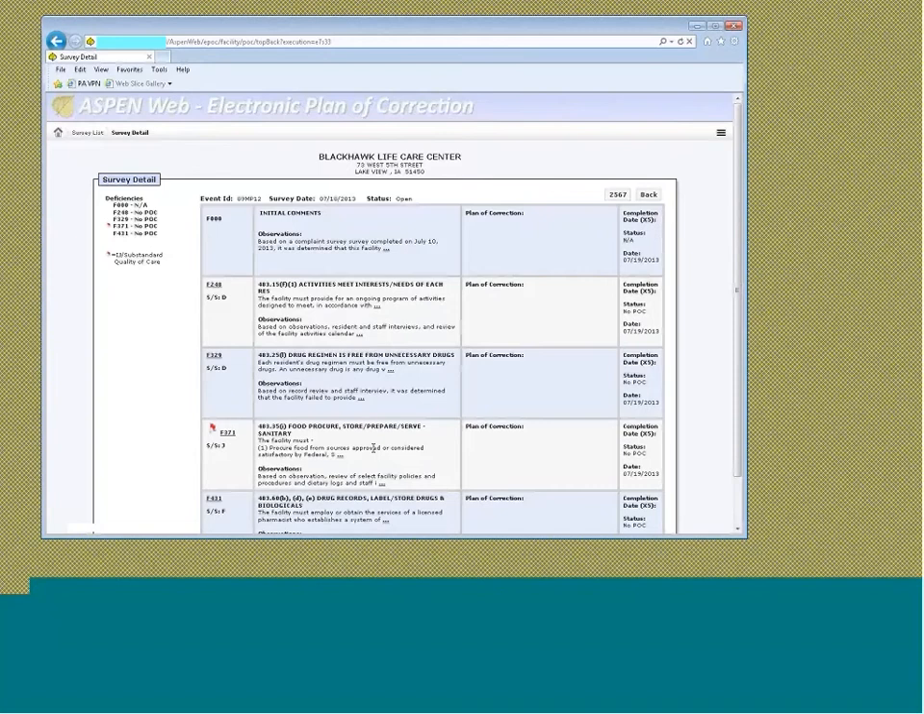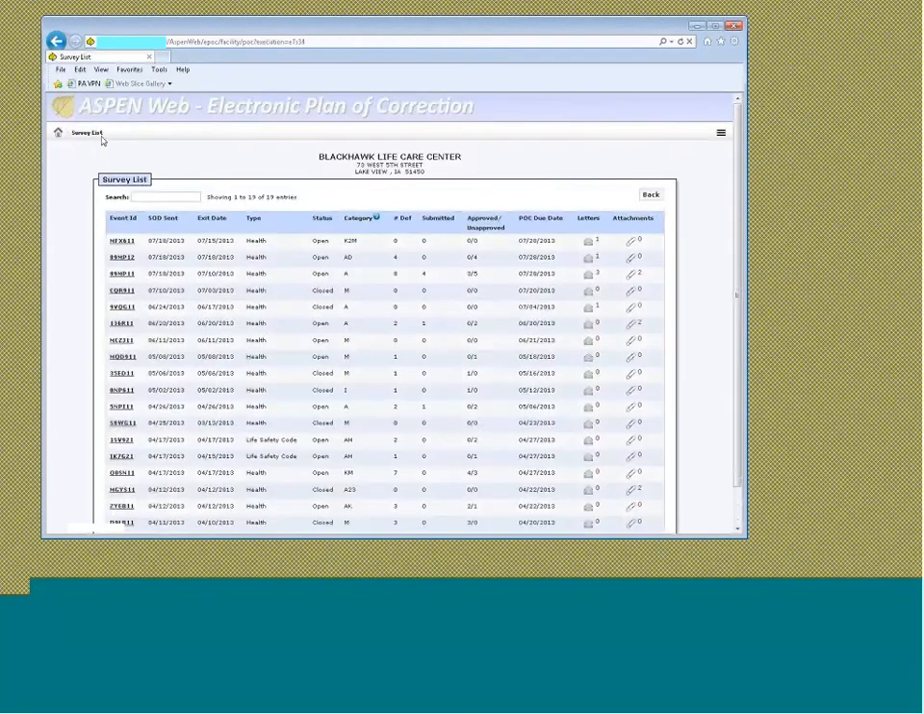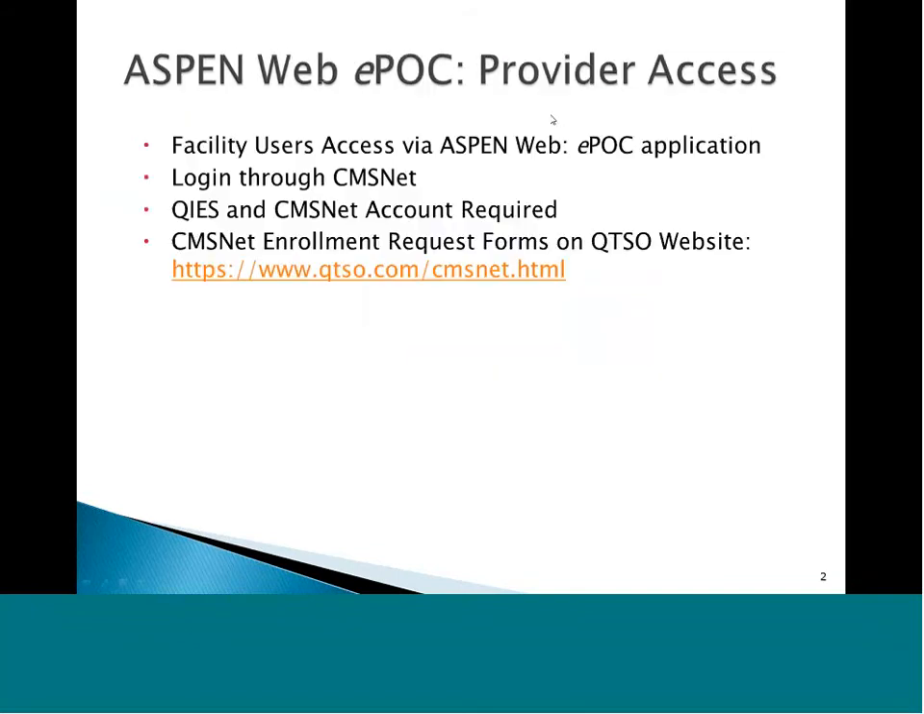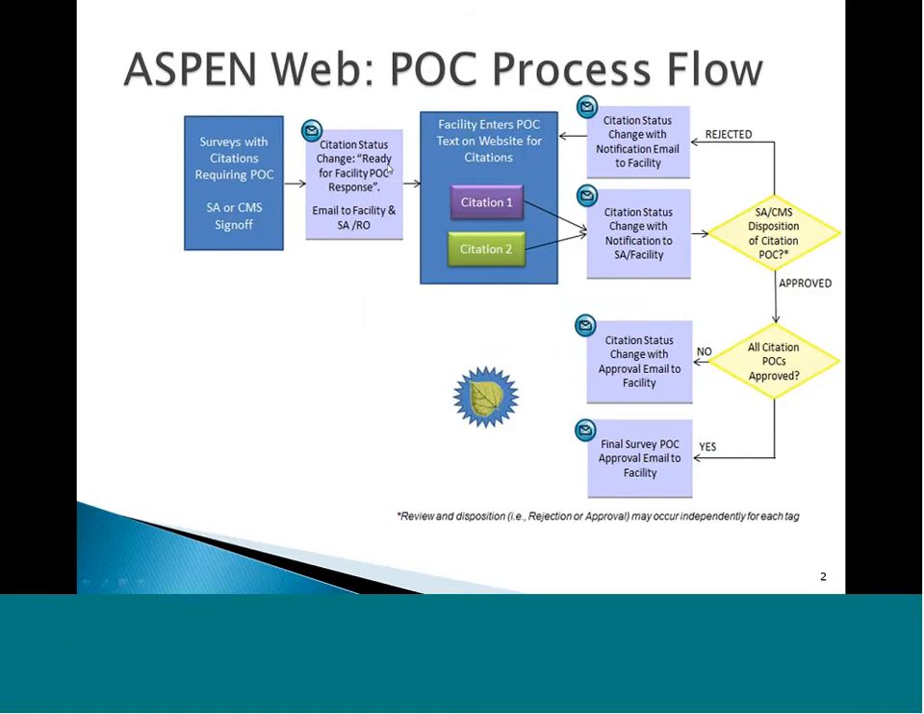Okay. So with that in mind, we've talked a little bit about the standard processing of a plan of correction within the ePOC system, and we looked at the slide that showed us very clearly that there are several key stages along the ePOC process. The system will automatically generate emails for us to let the state agency know when the facility completes a piece, and to let you as a facility user know when the state agency completes a certain piece, whether it's a rejection or approval or a final approval.